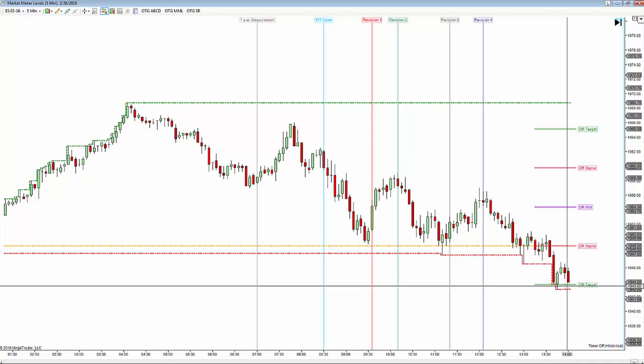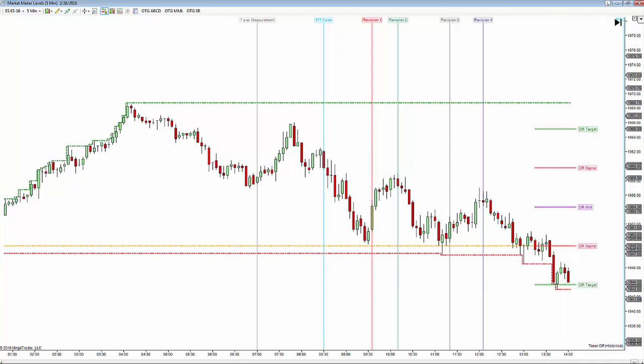I think it's a good exercise to watch how not only do we get in, but how we manage the trade behind the different areas, so that you can see this trade go all the way to completion. So without further ado, here is that OTG ES trade of the day.